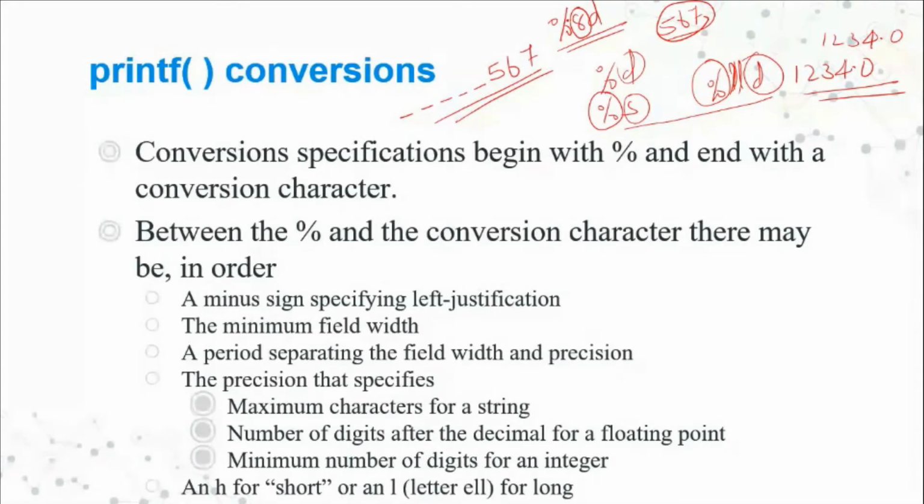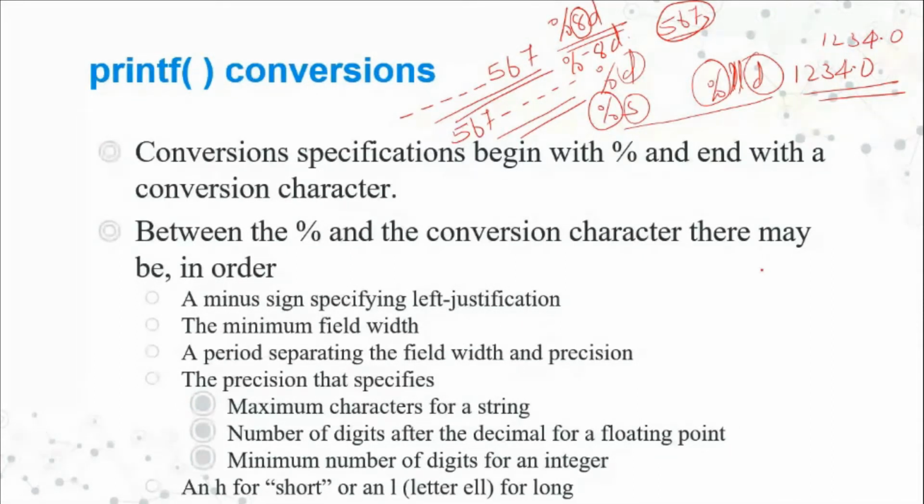Instead, if it is given as %-8d, so that is a minus symbol, it has to be left aligned. So what will be printed is 5, 6, 7, and then the 5 spaces. So this is how the left justification, that is the minus symbol, is used, and the number is the minimum field width. Then there is a period separating the field width and precision.